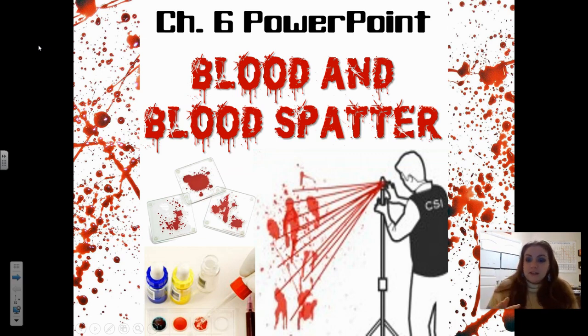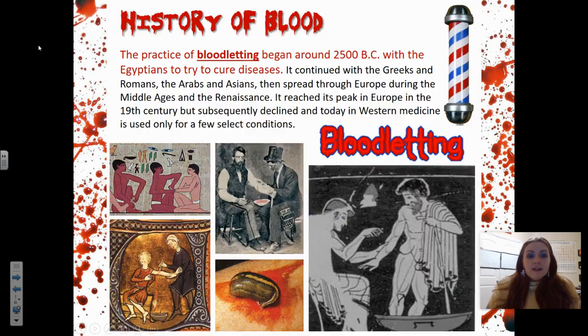So we'll do all that stuff first, how to test to see if something is blood at a crime scene or if it's just like red paint, something like that. And then the last thing that we'll do is blood spatter. So looking at blood spatter on the wall and seeing what it could tell you. All right, so here we go.